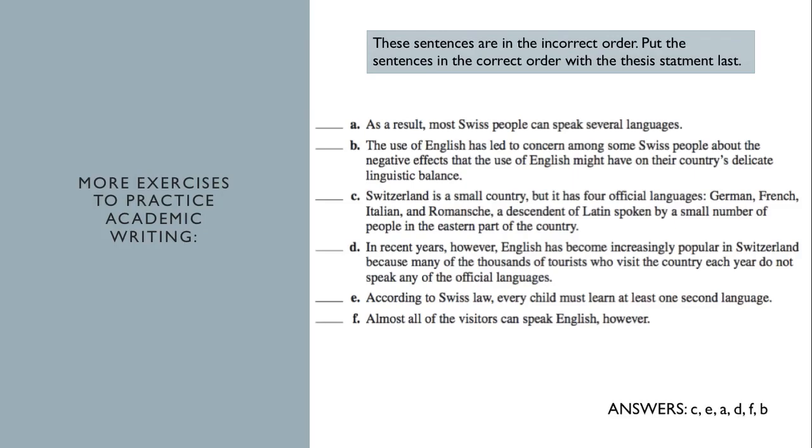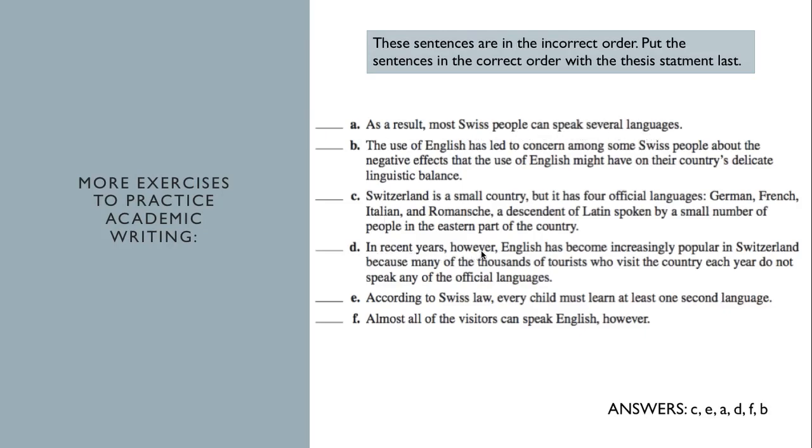All right, the most logical order here would be: Switzerland is a small country, but it has 4 official languages: German, French, Italian, and Romansh, a descendant of Latin, spoken by a small number of people in the eastern part of the country. According to Swiss law, every child must learn at least 1 second language. As a result, most Swiss people can speak several languages.